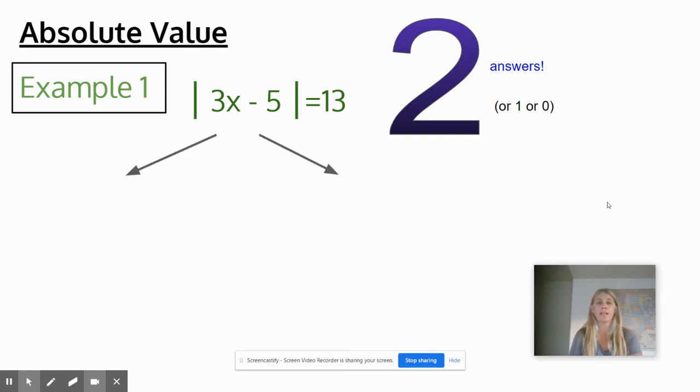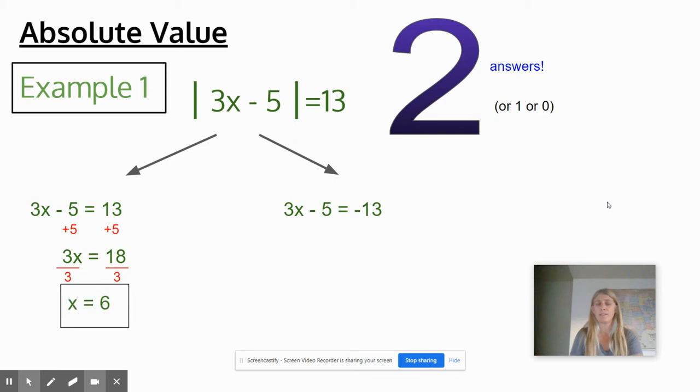So we're going to take this and look at just what's inside our absolute values. We're going to take those absolute values away. And so we're going to have 2 equations, 3x minus 5 equals 13 and 3x minus 5 equals negative 13. Now we're simply going to solve for x. For our equation on the left, we're going to add 5 to both sides, which leaves us with 3x is equal to 18. We're then going to divide both sides by 3, and x is equal to 6.